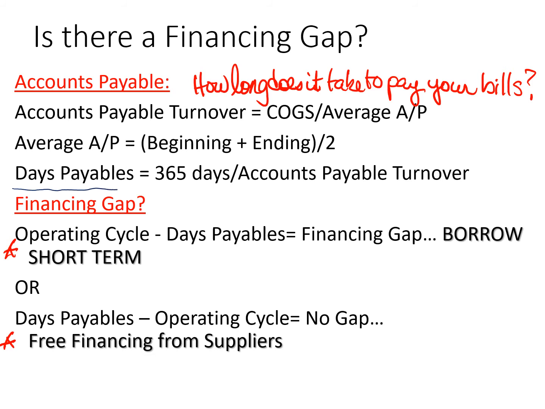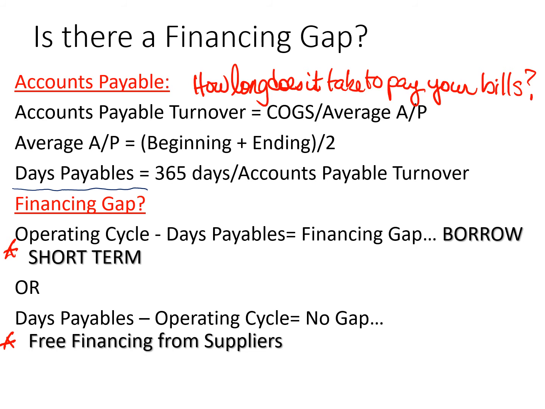But what helps even more is to look at your days payable, which is to take 365 days and divide it by the accounts payable turnover. That will give you a number, which is the number of days it takes from when you get that invoice until you pay that invoice.